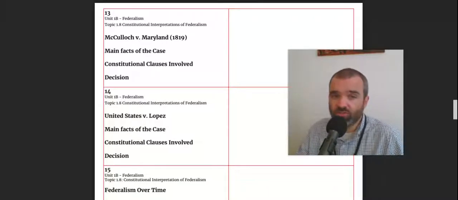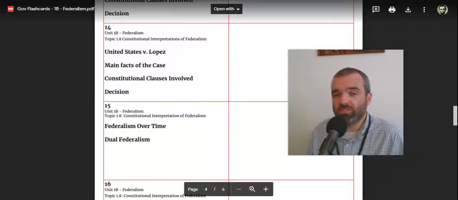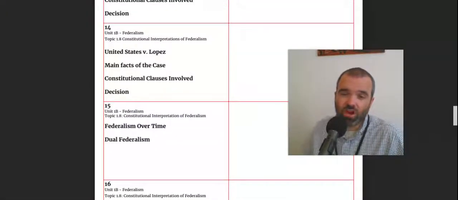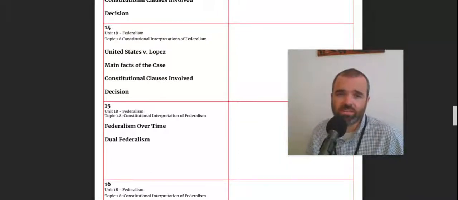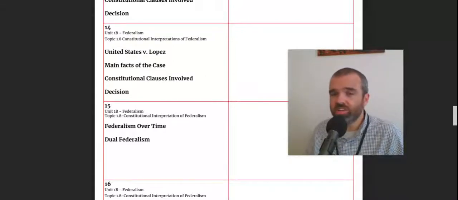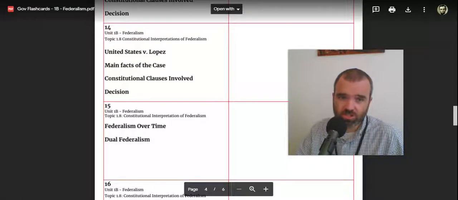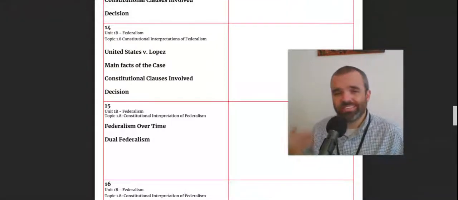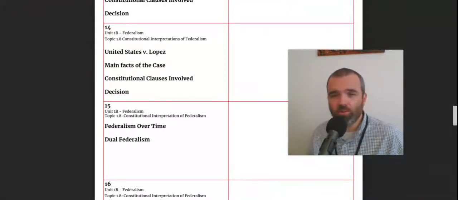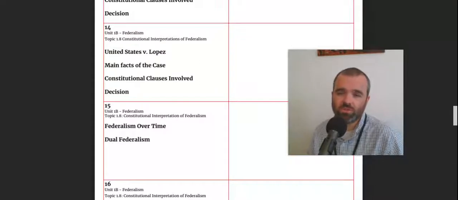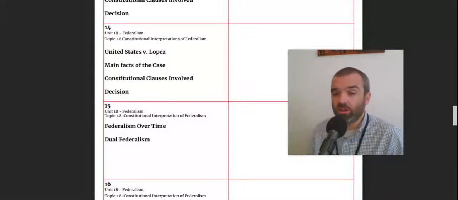But with flashcard 14, in the case of U.S. versus Lopez, there's actually a line drawn by the court in the 1990s when the federal government passes the Gun-Free School Zones Act, which says you can't have a weapon in a school zone. This is justified under the Commerce Clause, and the Supreme Court strikes down this law. They say the Commerce Clause, which is the constitutional clause involved, is not applicable in this issue. This is not about commercial activity, regulating guns in school zones. And so the federal government just doesn't have that authority.